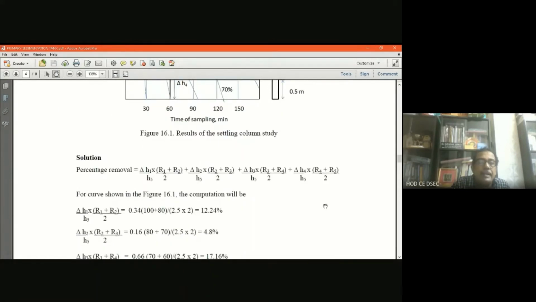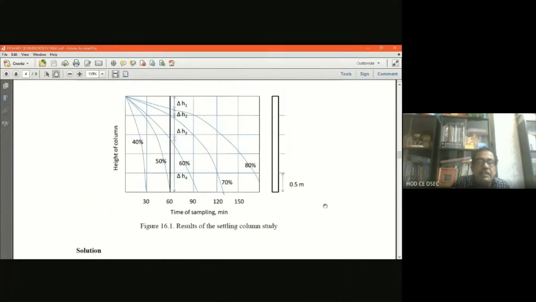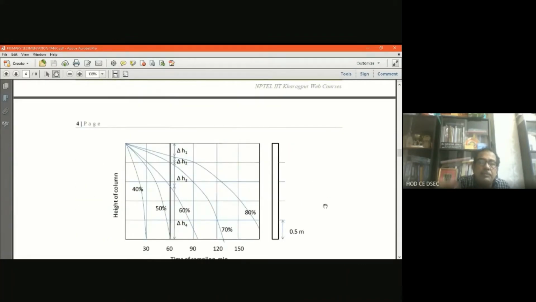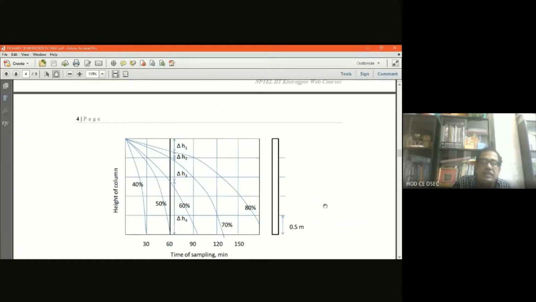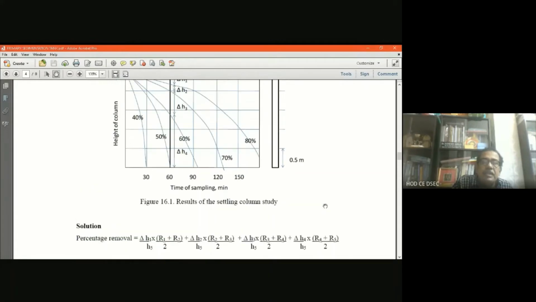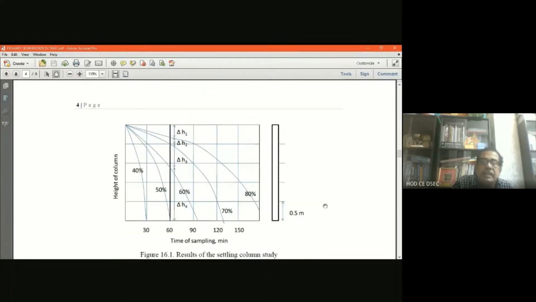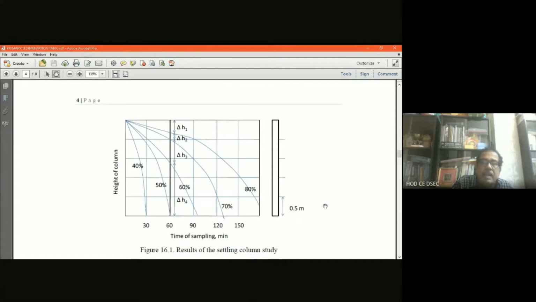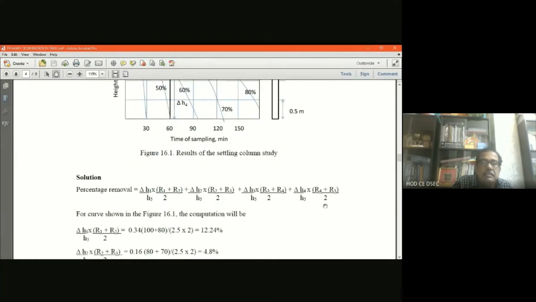So delta H1, from the graph, is seen where the curve intersects within the 0.5 slot, at 0.34. So delta H1 from the scale is found to be 0.34. R1 plus R2 means the top horizontal line is 100% and the bottom curve is 80%, so you take 100 plus 80, average by 2, and divide by 2.5, since H5 is 2.5 because the total height is 2.5.